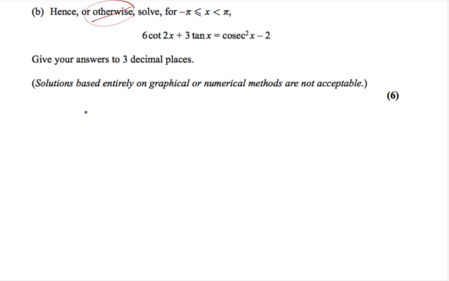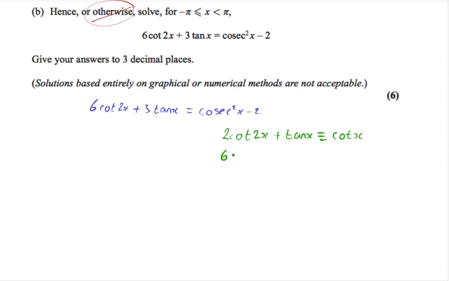The equation we are solving is 6 cot 2x plus 3 tan x equals cosec squared x minus 2. In part A, we just proved that 2 cot 2x plus tan x is identical to cot x. Using this, if we multiply both sides by 3, we get 6 cot 2x plus 3 tan x equals 3 cot x. So the left hand side of the equation is equal to 3 cot x. So our equation becomes 3 cot x equals cosec squared x minus 2.